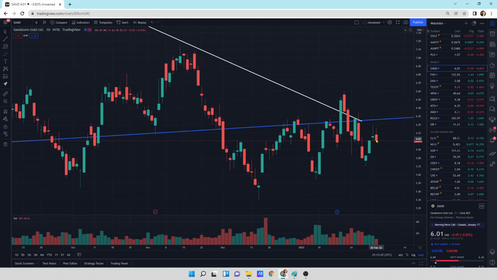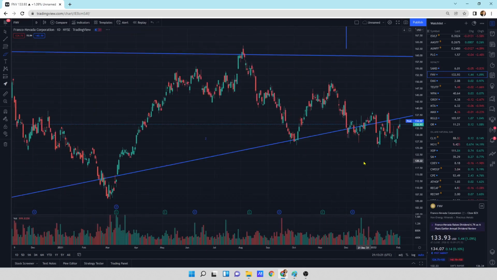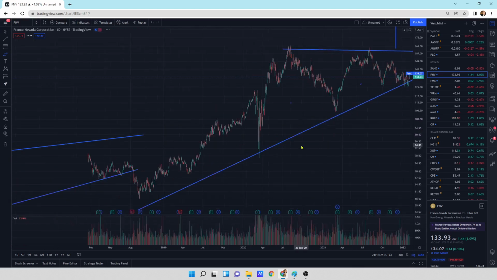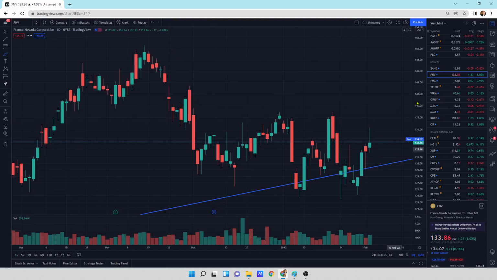Sandstorm Gold, little bearish engulfing, which usually resolves itself a little bit lower. Franco-Nevada, FNV, we are coming up into this support resistance line, and we just got to keep rolling. It's just chopping sideways.